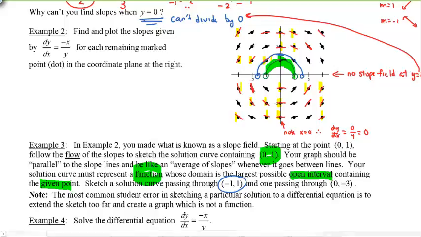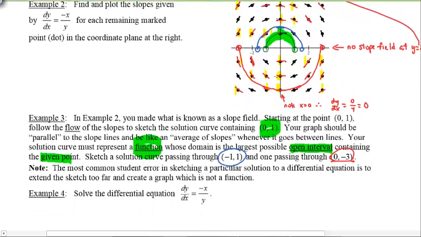And then the last one I'll do in red, (0, -3). So here's (0, -3). I'm thinking, okay, let me draw some crazy solution curve here. It looks like I'm doing something like this, maybe ending up here. And there's the curve of the function involving the point (0, -3).